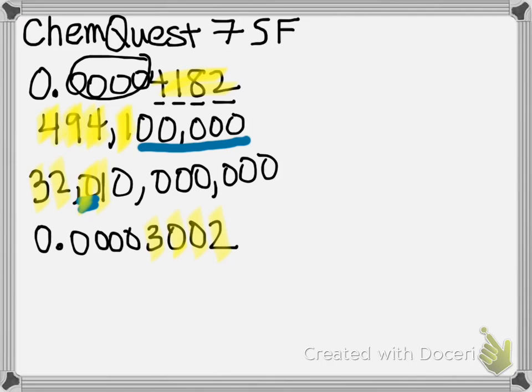Question number 2, how many significant figures are in each of the following numbers? Notice that the ABC goes from left to right as opposed to up and down. So letter A has 5 significant figures.